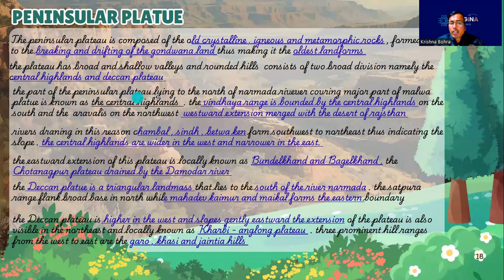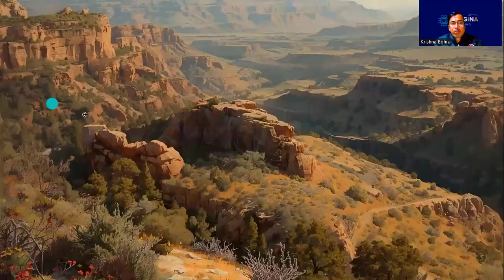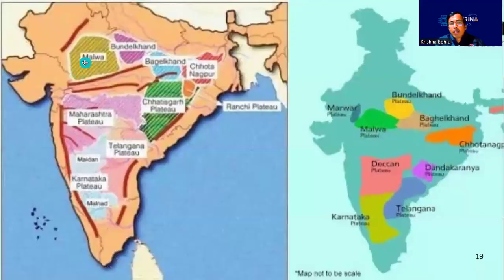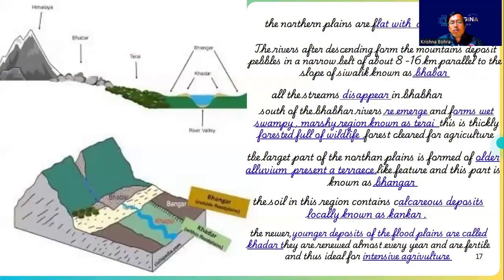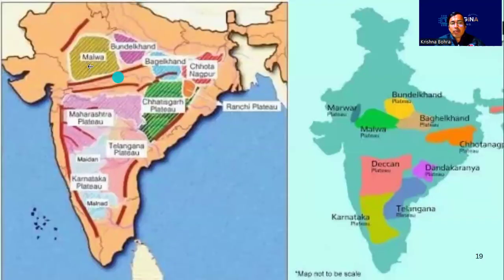The part of the Peninsular Plateau lying north of the Narmada River carries the major part of the Malwa Plateau, known as the Central Highland. It is surrounded by the Vindhya Range, and on the western extension it is surrounded by the Aravalli and merges with the desert of Rajasthan. Let's locate it. These three plateaus, that is Malwa Plateau, Bundelkhand Plateau, and Baghelkhand Plateau, constitute the Central Highland.